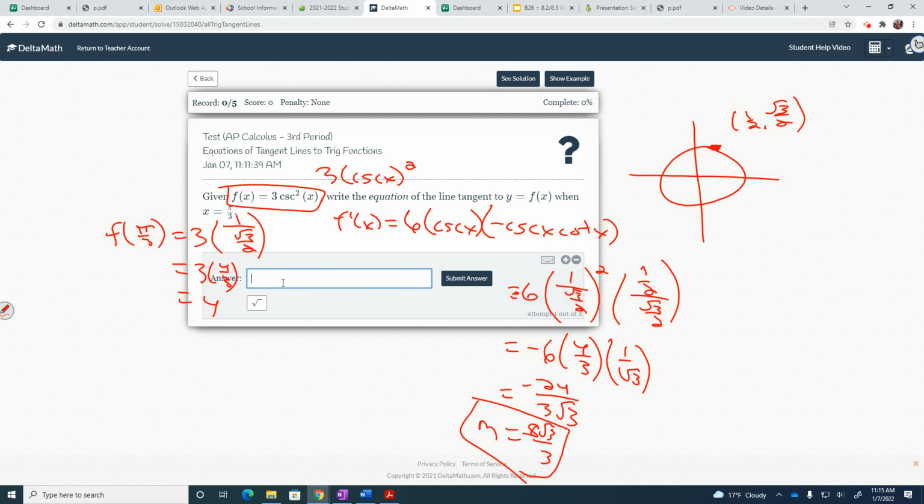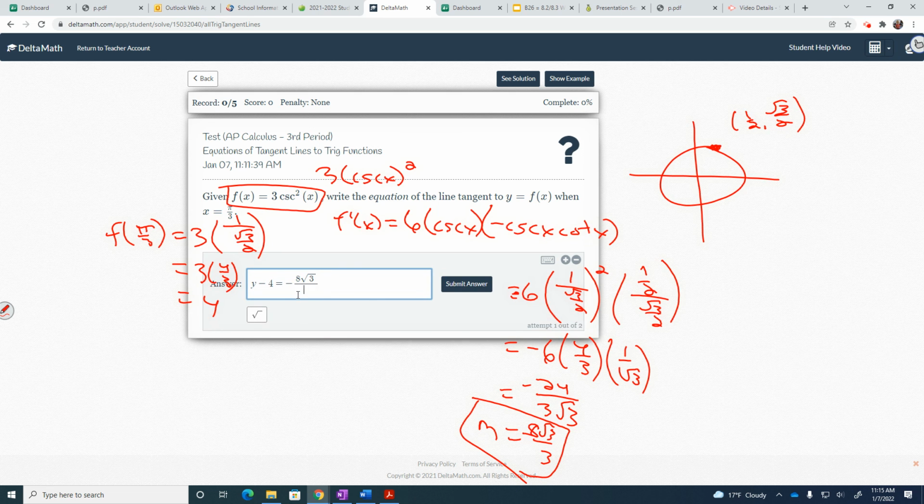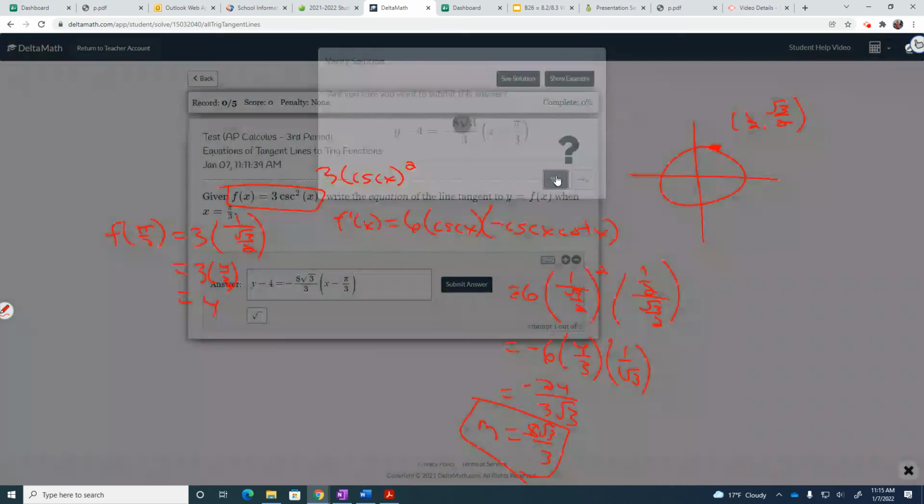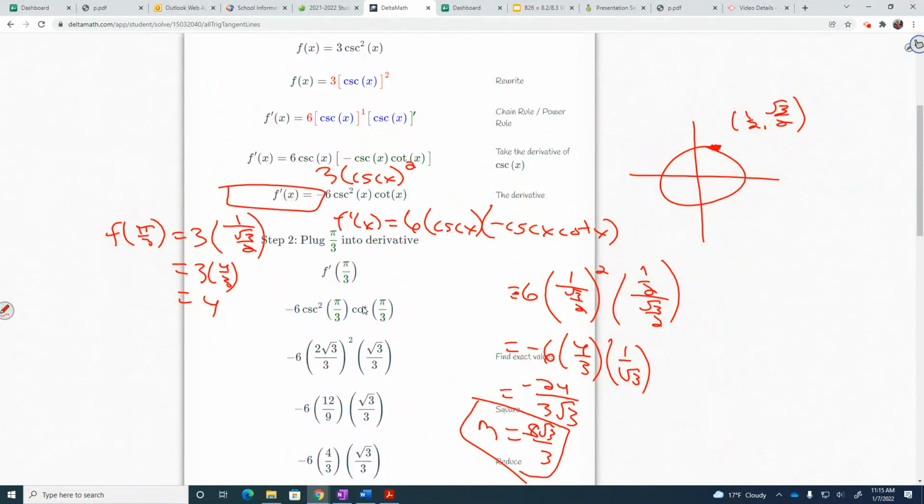So we do our y minus y1. So y minus 4 equals our m is negative 8 radical 3 over 3 x minus pi over 3. And that's a lot of stuff to get right in one question. Let's see, and I'm not even sure actually if this is the format they want you to get it in. Let's see. All right, I did it.